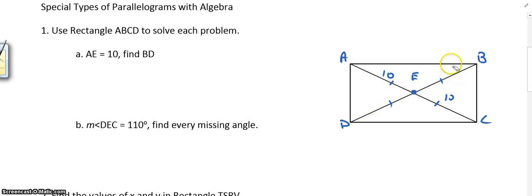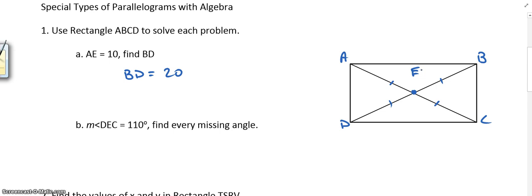I'm going to erase the yellow part now. This is 10 and this is 10. So that would mean BD is equal to 20. 10 and 10 give me 20. Alright, so that works out good. Now I'm going to erase this, just the 10s, to give us some more space to find the other pieces. I'll move E up a little.